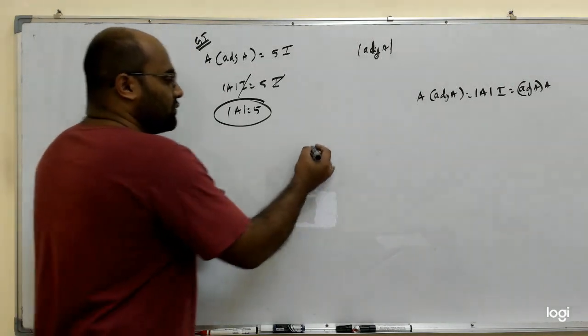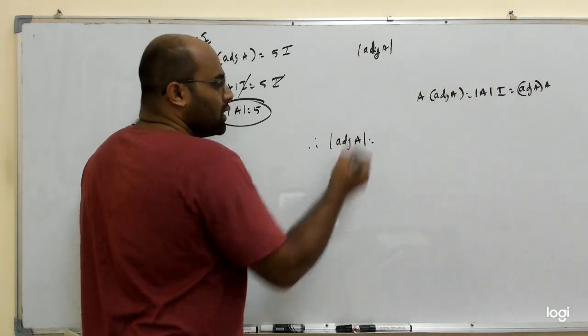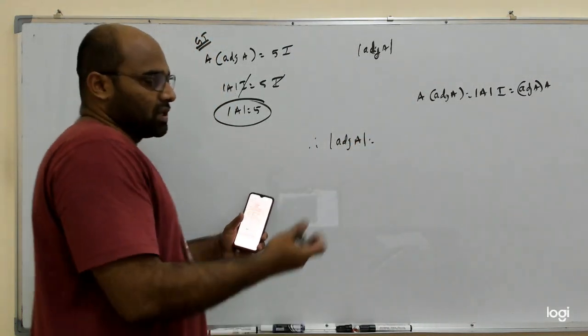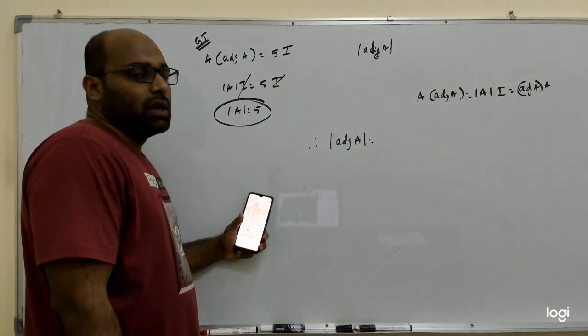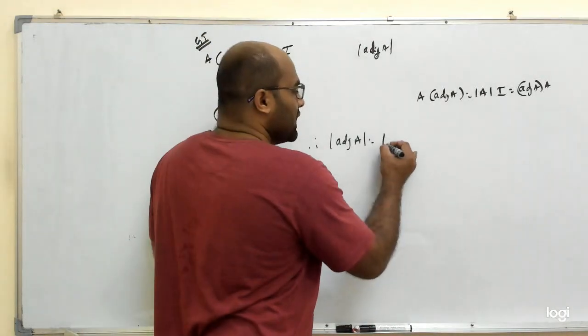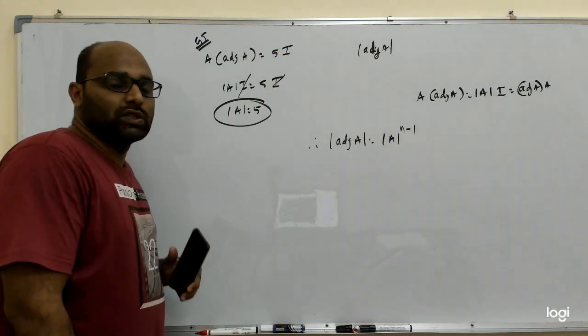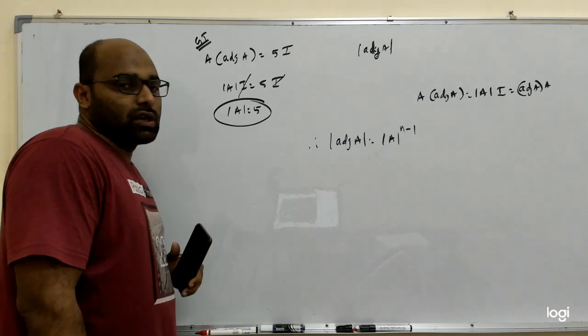The question is, therefore, there is another result. How it comes, I am not explaining now. If anybody needs, we'll explain. I think I already shared some video with you. Determinant of adjoint A, this is the result: determinant A raised to n minus 1.